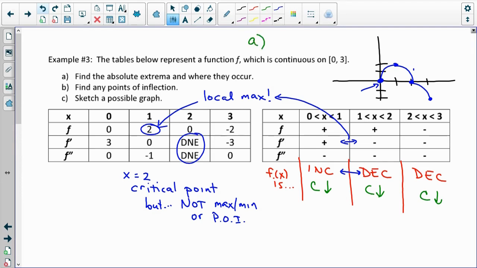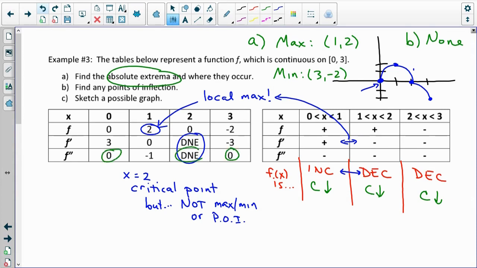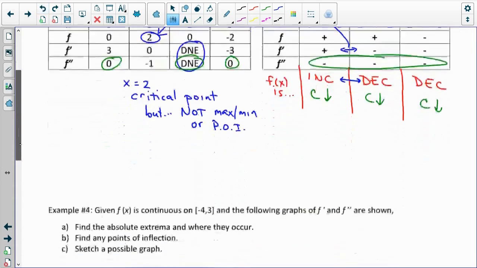To answer part A, I have a max at (1, 2), my absolute max anyway, absolute extrema. And then my absolute min is at (3, -2) in this case. Part B tells me to find any points of inflection. I have no points of inflection because it's concave down the entire time, with the exception of some endpoints and a does not exist, but I have no sign changes to indicate to me that there are any points of inflection.